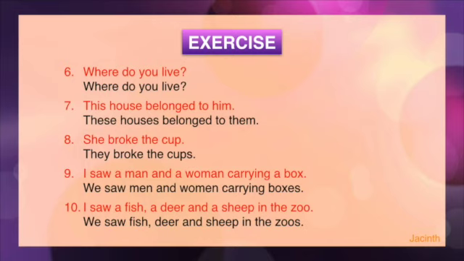Number 10. I saw a fish, a deer, and a sheep in the zoo. Here we have the new sentence that reads as we saw fish, deer, and sheep in the zoos. I has changed to we, a fish into fish, a deer into deer, a sheep into sheep, the zoo into the zoos. Notice the absence of the article a, even though the noun is the same in both singular and plural form of fish, deer, and sheep.